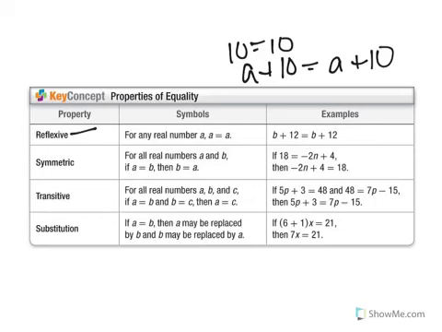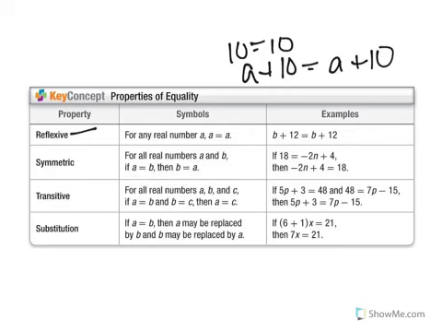Okay. We have the symmetric property. If A is equal to B, then B is equal to A. That means you can take these two and you can switch them around, and it's going to equal the exact same thing. So here we have 18 is equal to negative 2m plus 4, and all we did was take those two sides and we flip-flopped them on either side of the equal sign. So that means that negative 2m plus 4 is equal to 18. All you did was flip-flop the sides.